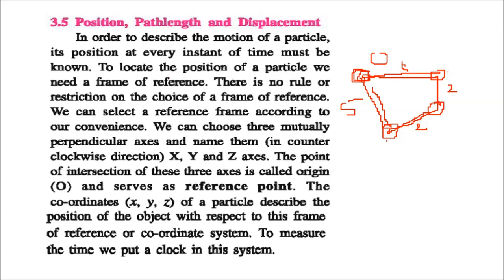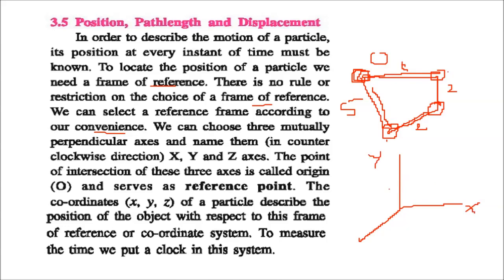So to locate the position of a particle, we always need a frame of reference. We cannot just say that this is a position. From where is it related, from where are you watching? So there is no rule or restriction on the choice of frame of reference. You can take any frame of reference. We can select a reference frame according to our convenience. It's up to you. Normally we choose this.